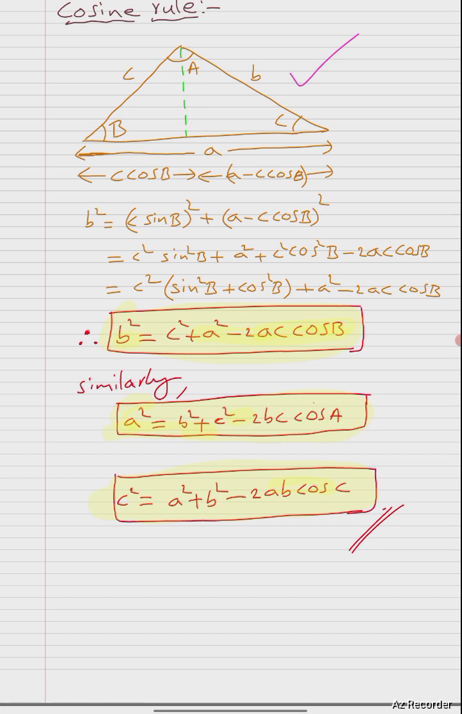Similarly, we have cosine rule. This also for any type of triangle. Here cosine rule we have three formulas. Here also, if you know the sides and angles, you can deal with any kind of problems which are based on non-right angle triangle. You can make use of these three formulas.